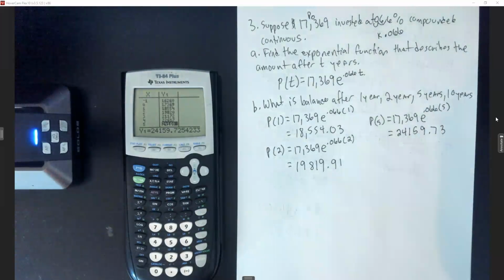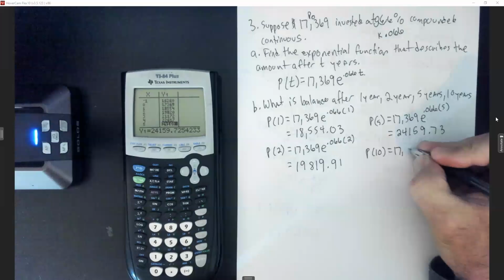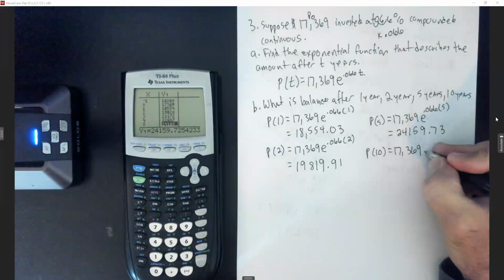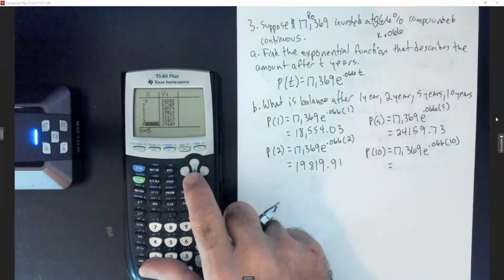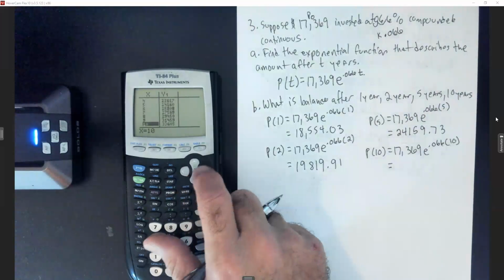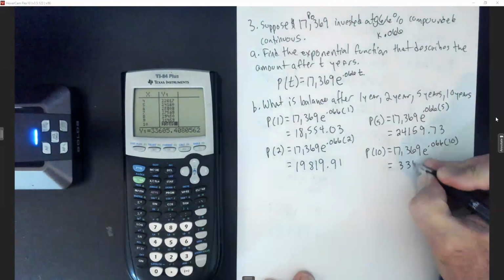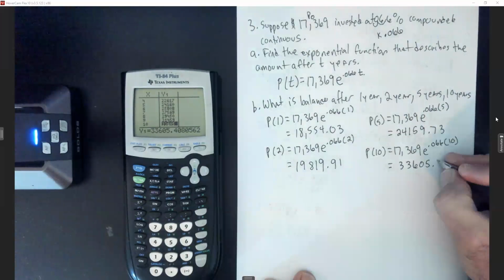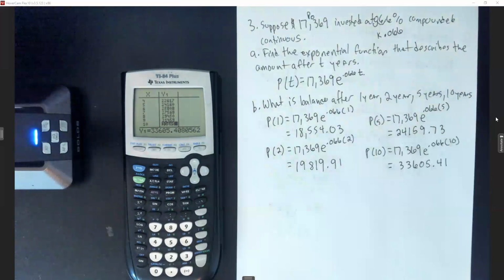Now, 10 years. So that'll be P of 10. So 17,369 e to the 0.066 times 10. So let me go over here. I can go down to 10 now. Hover on that y value, and I get $33,605. And I'm going to go with 41 cents. I really love the calculator on those because I can put those formulas into y equals and then find all the values I need as I go through there, okay?